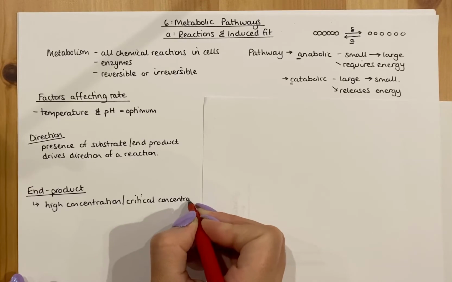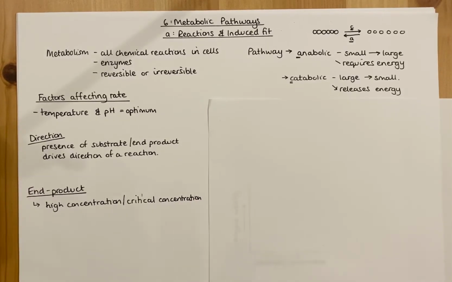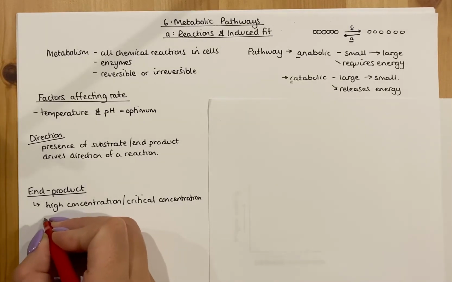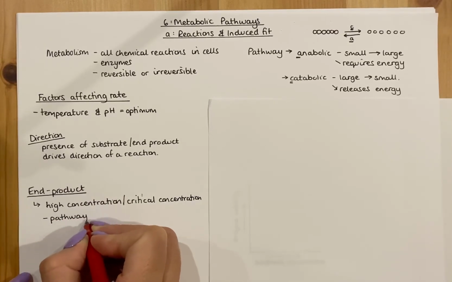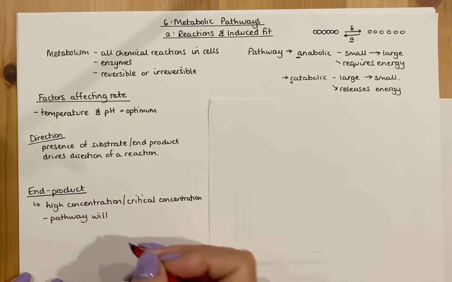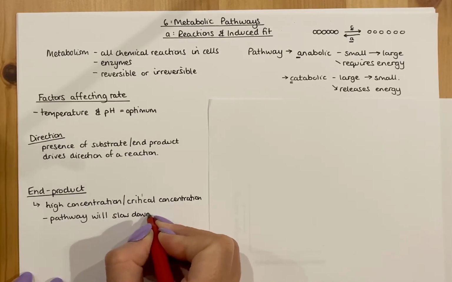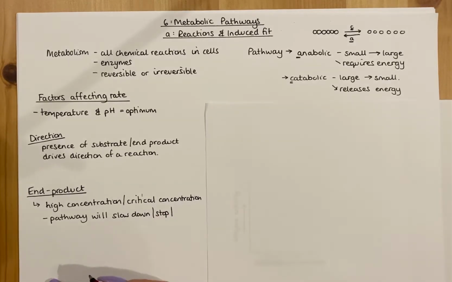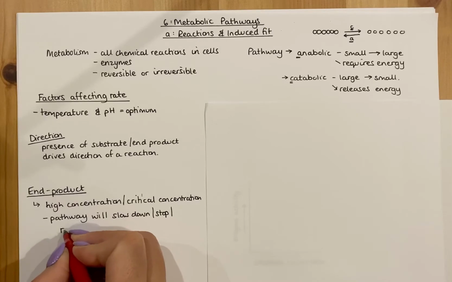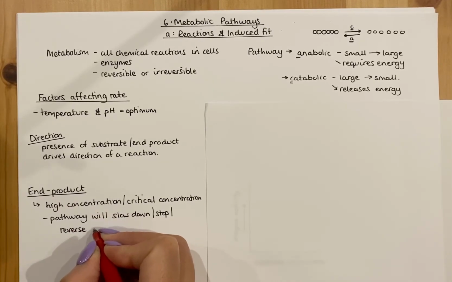then what will happen is the chemical reaction and the metabolic pathway will have to do something to adjust for that. So what happens is the pathway can either do one of three things. That means it will either slow down, it might stop, or the reaction might reverse. So the pathway may reverse.